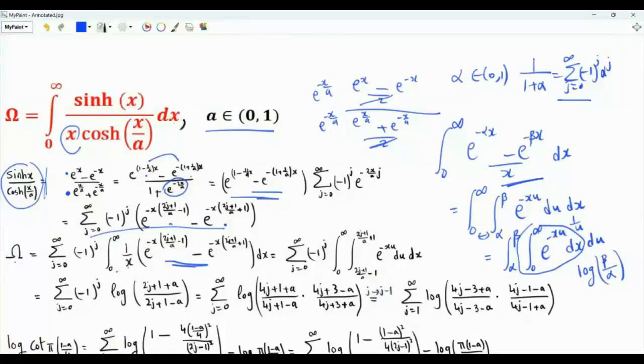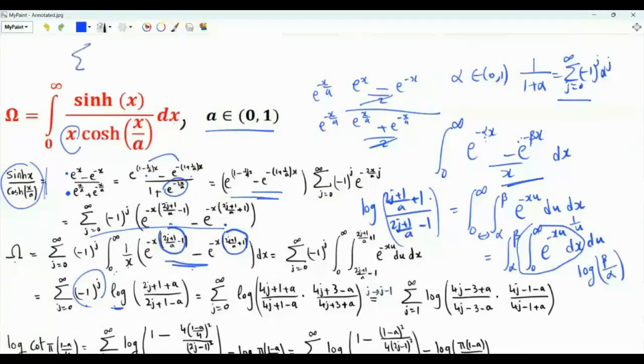Going back to our problem, we have the integration over x from 0 to infinity of 1 over x times the difference between the exponentials. So the result is the logarithm of this quantity divided by that one: log of (2j plus 1 over a plus 1) over (2j plus 1 over a minus 1). We can multiply the numerator and denominator by a to obtain that omega is the sum over j from 0 to infinity of (-1)^j log of (2j plus 1 plus a) divided by (2j plus 1 minus a).